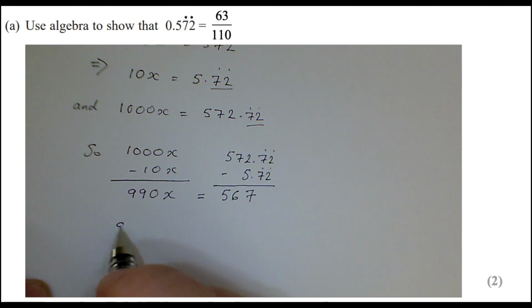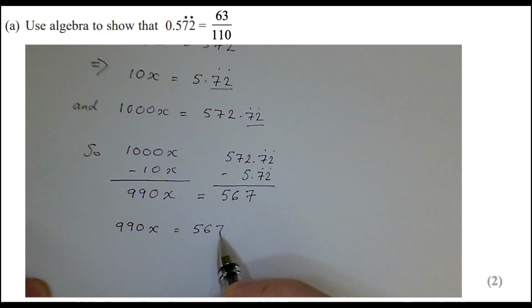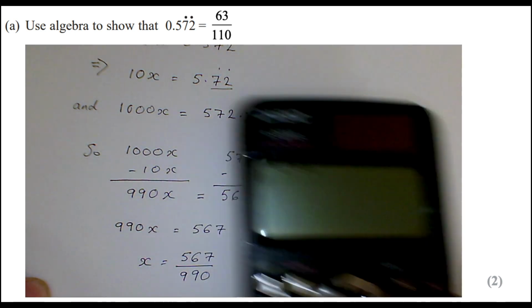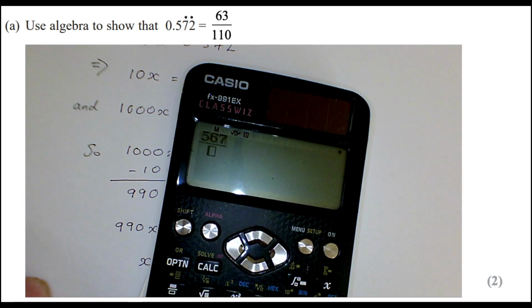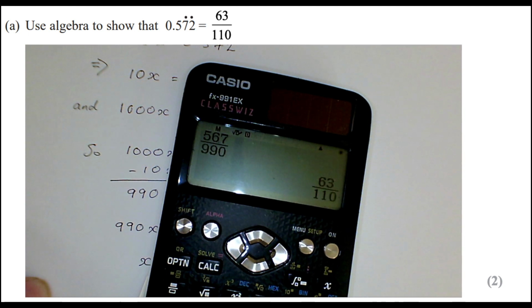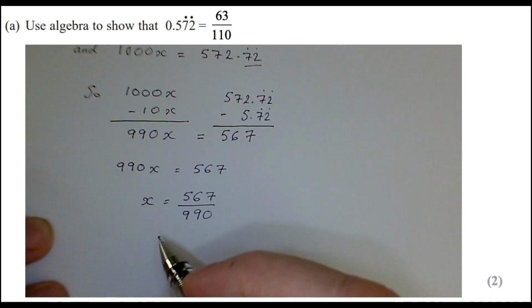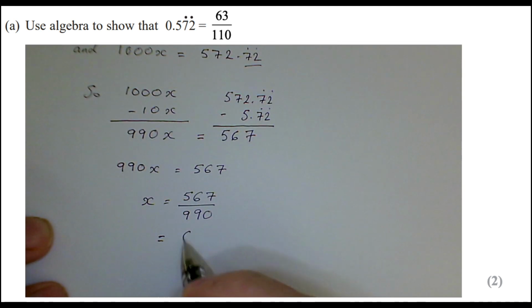Well, that's brilliant, because now I can divide both sides by 990 to get x by itself. And remember, x is the same as the question we started off with, 0.5727272, etc. So all I need to do now is use my calculator to simplify that fraction. It certainly looks like 3 is going to go in top and bottom for sure, but maybe 9 does as well. So 567 over 990, the calculator says that's 63 over 110. And that's exactly what they wanted. So I'm going to write down that therefore x is equal to 63 over 110 as required.